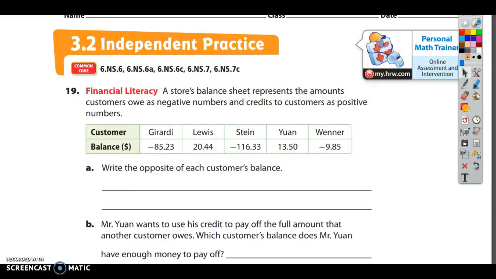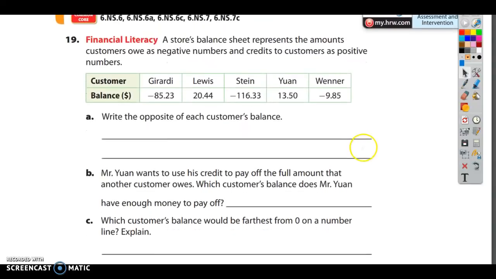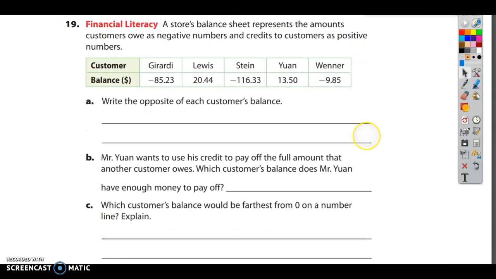Okay, we are on the independent practice for lesson 1.2. This is page 57. I challenge you to do the best job that you can on your own and then use the video to check answers or, of course, whenever you need a hint. Let me move this up just a little bit so we can pretty much get all of 19 here.